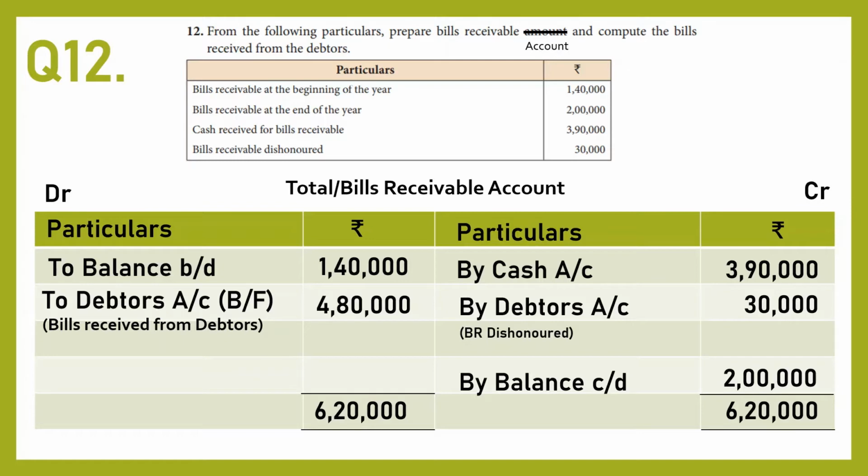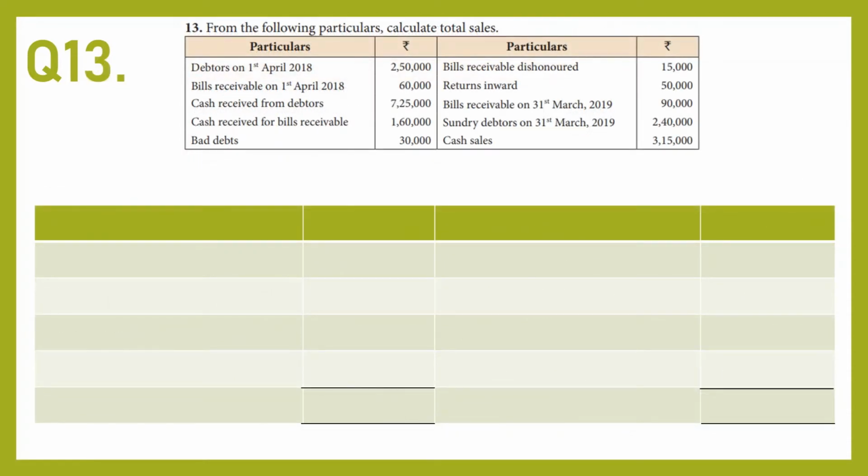Okay, now let me go to the next one, which is the 13th problem. So what they have asked you to do is to compute the total sales. Okay, there are some details given like debtors, bills receivable, cash received for bills receivable, bad debts, and then you have a bills receivable which is dishonored, returns inwards. Okay, returns inwards is nothing but a sales return. Okay, and then bills receivable as at the end of the period, sundry debtors as at the end of the period, and then the cash sales.